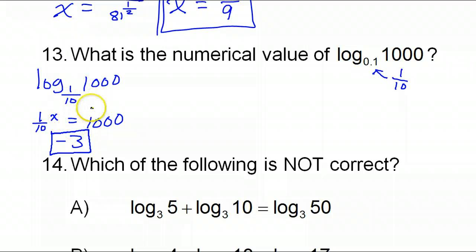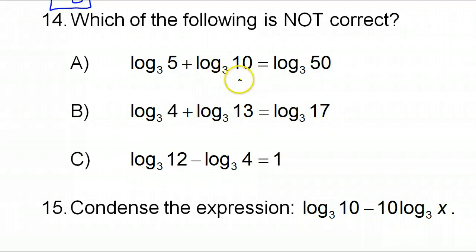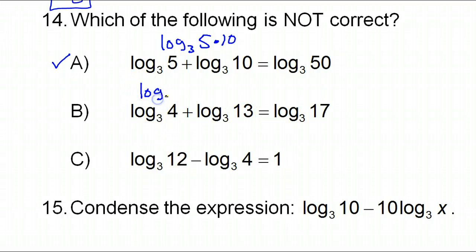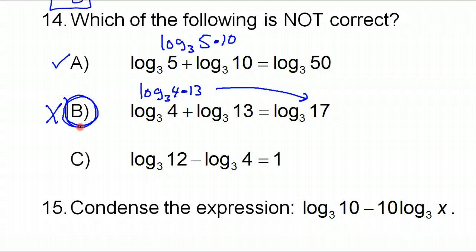That's probably the easiest way to do this problem. Which of these is not correct? Well, when you're condensing, addition turns into multiplication. So this would be like having log base 3 of 5 times 10, which is 50. So that one's okay. We're looking for the one that's not correct. Again, addition becomes multiplication, so this will be like log base 3 of 4 times 13. That is definitely not going to be 17. This problem is adding 4 plus 13, and that is wrong. So B is the one that is wrong. That means B must be the correct answer.